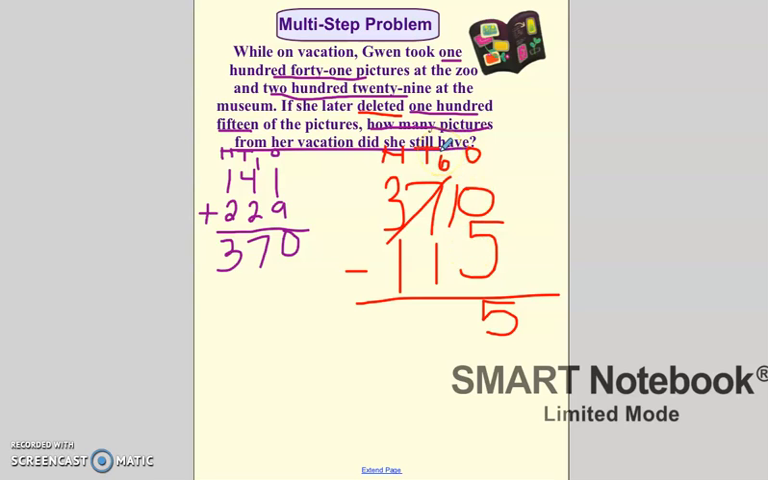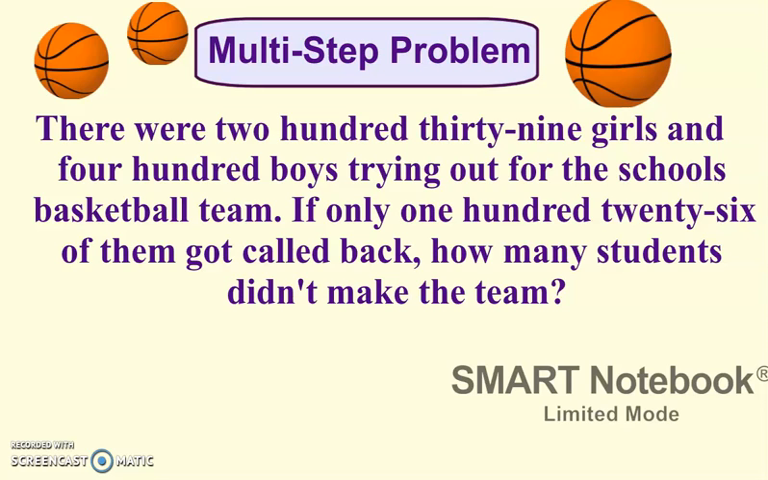Let's move over to our tens place. 6 minus 1 is 5. Good job, guys. You got this. Okay, now let's look at our hundreds place. 3 minus 1. What is our difference? If you got 2, kiss those brains. You are so smart. So, how many pictures from her vacation did she still have? 255. If you guys got that for your sum, you got it. Great job, my friends.